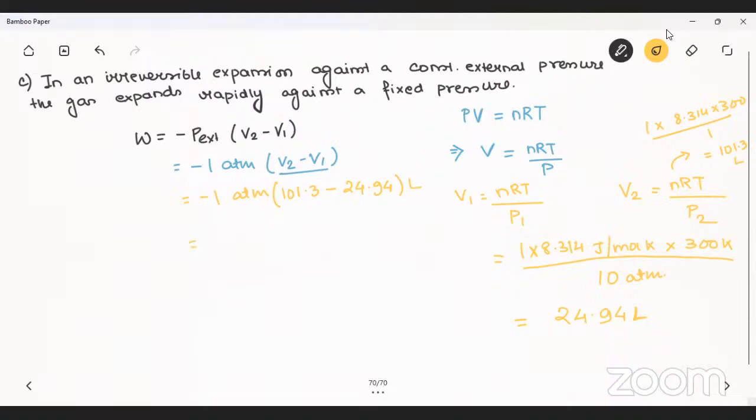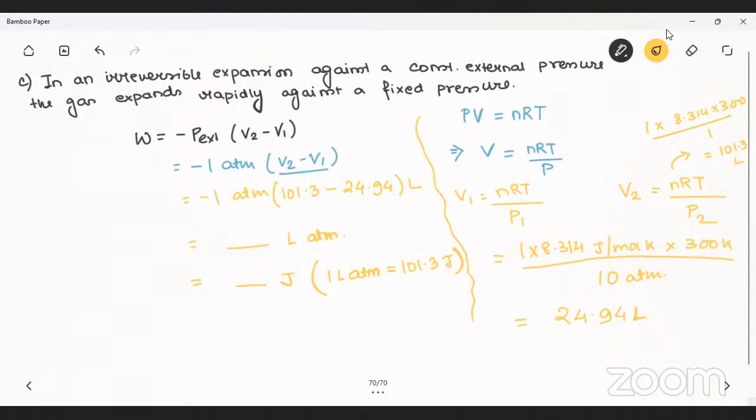Whatever answer you get, you will be getting it in liter atm, right? Now, if you want to convert this liter atm to joule, remember 1 liter atm is equivalent to 101.3 joules. So from there you can calculate it in joules also. So is this part clear to everyone? How to calculate the work done? How to calculate the values of V?